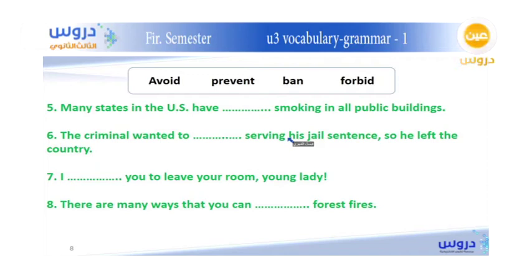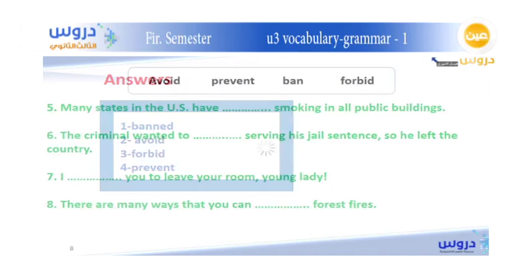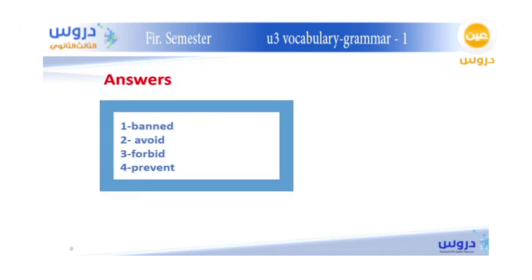I think it's not difficult if all of them choose the three words. It will be left with one. Okay? So we will see the answers together. The first one will be banned. Number one, avoid. Number two, avoid. Forbid, three. And the last one, prevent.